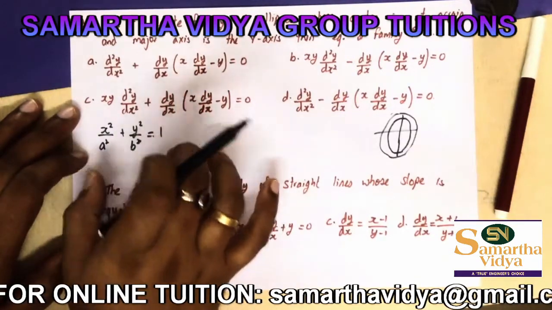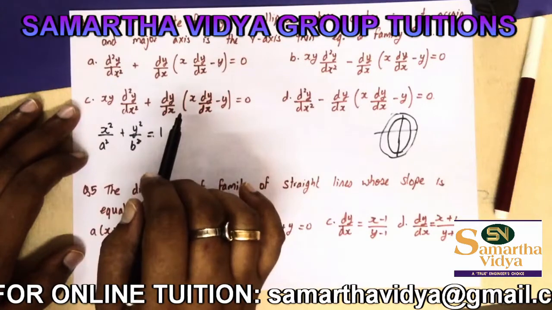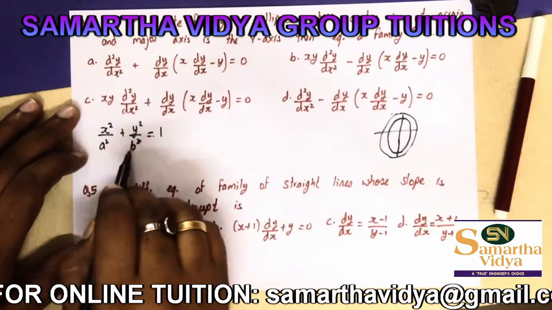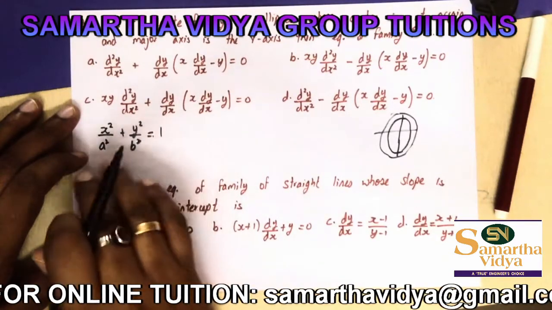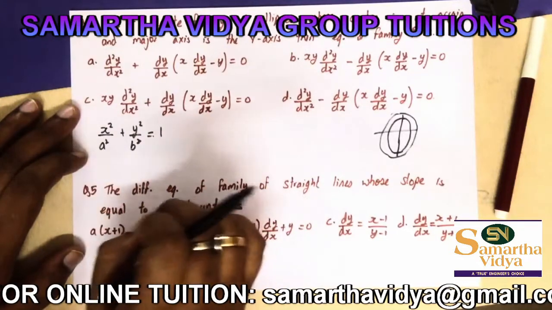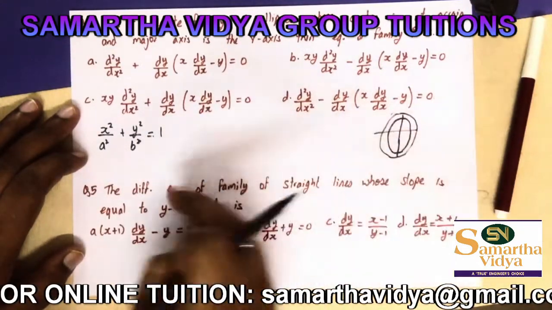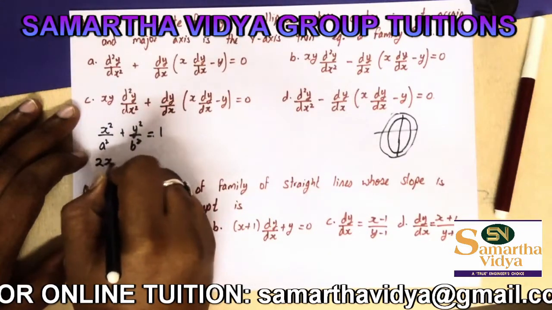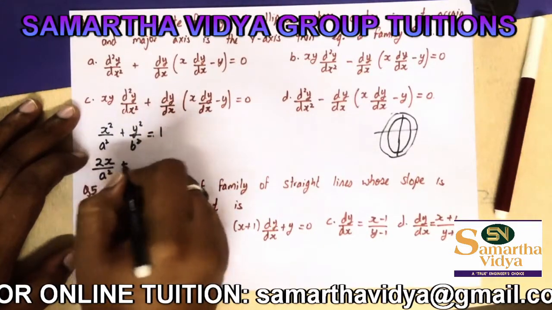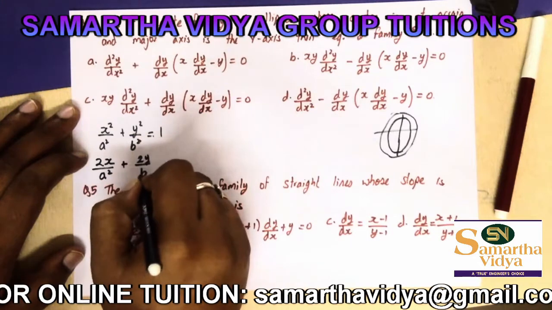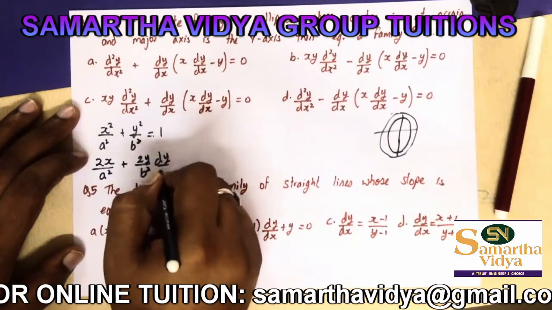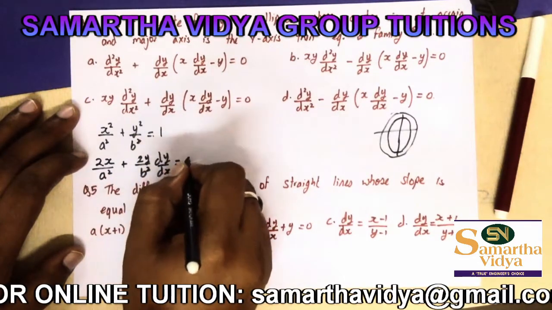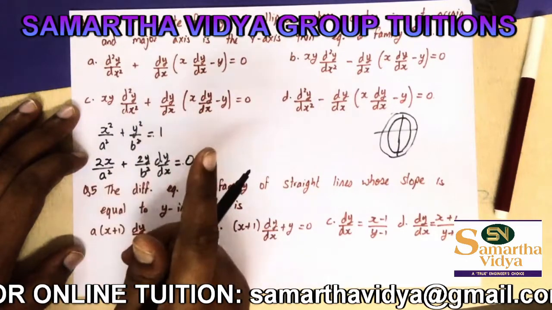So now let us take the derivative of this. You can see that there are two arbitrary constants, a and b, because if I take different values of a and b, then I will be having different ellipse accordingly. So if I take the first derivative, I will be getting this as 2x upon a square plus 2y upon b square dy by dx is equal to 0.